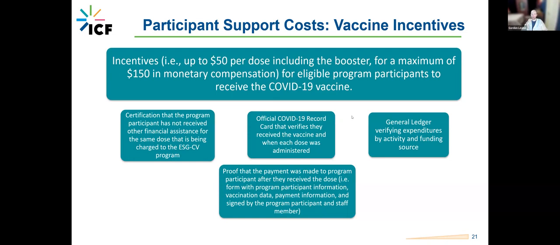And so if you have a homeless population that has not been thoroughly canvassed for vaccines, this is a great way to use your ESG-CV dollars to improve your population's resilience against this ongoing challenge. So please do take this seriously. This is a great resource and you should take advantage of it while it's available.